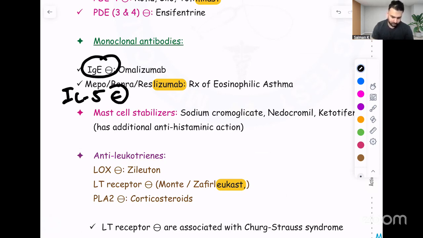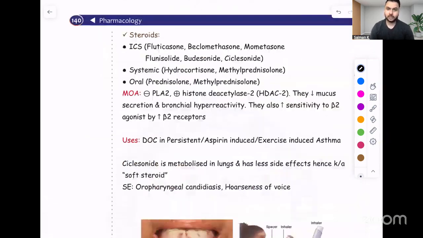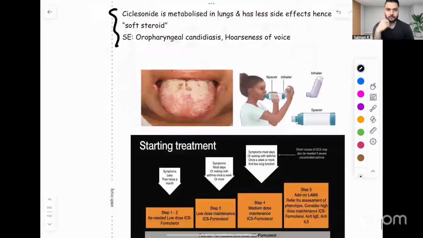Coming to steroids. I already told you the names like zileuton, montelukast in the beginning. That's why I'm not reading them again. Steroids, what they may usually ask is this. Okay, keep an eye. Ciclesonide, etc.